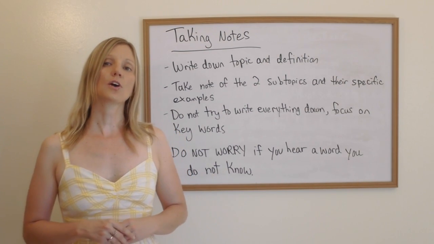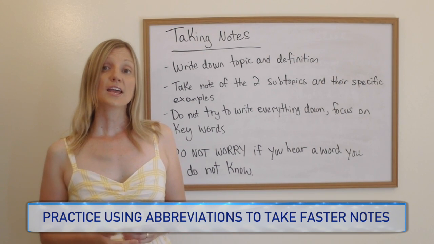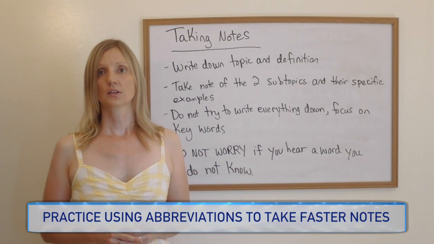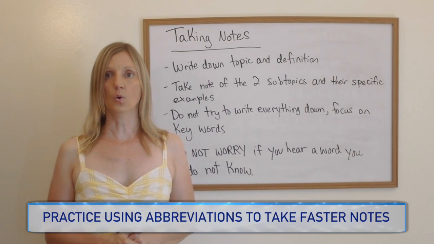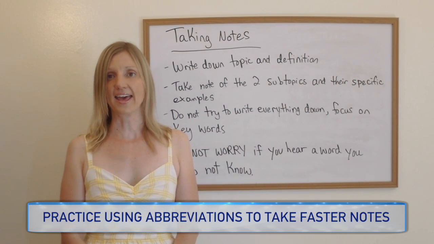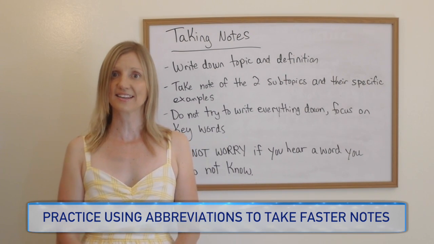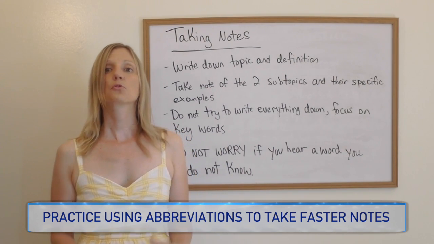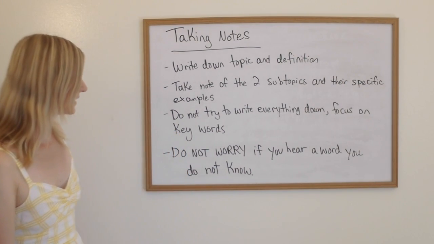And you should try to practice having an abbreviation system that you use in order to shorten words. You could use like EX for example, or the plus sign for and. There's lots of lists of abbreviations on the internet that you can get access to for free. Practice using these abbreviations when you take notes.